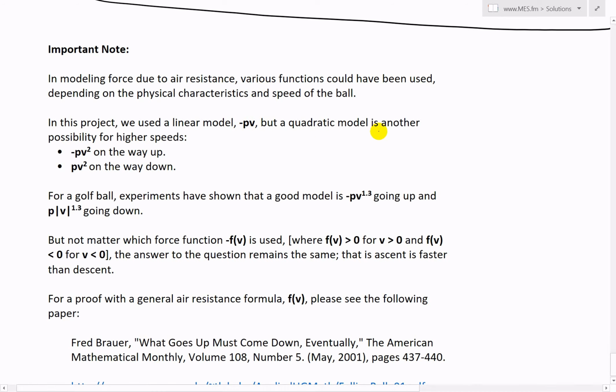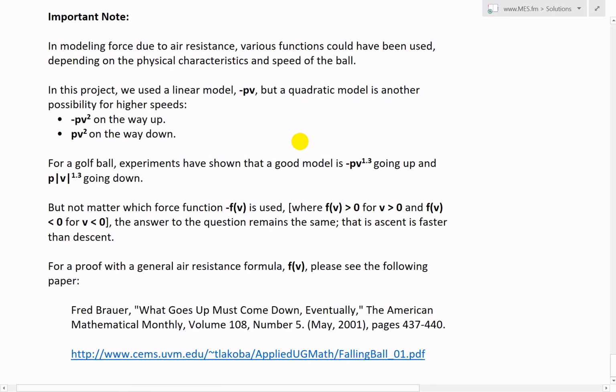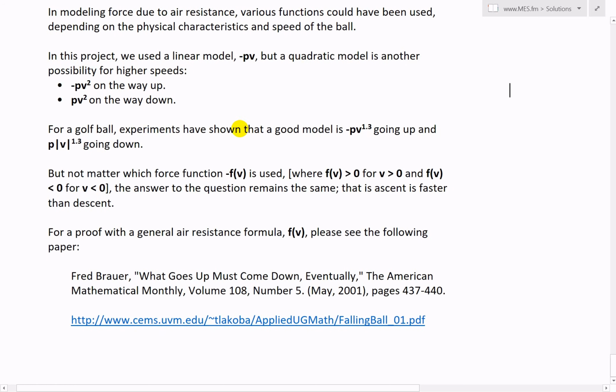But a quadratic model is also another possibility for higher speed. In other words, negative p v squared on the way up, and p v squared on the way down. If it's really fast velocity, you would assume there's more air resistance. For a golf ball, experiments have shown that a good model is in fact negative p v to the power of 1.3 going up, and p times the absolute value of v to the 1.3 going down, because the air resistance is opposite to the motion of the ball.